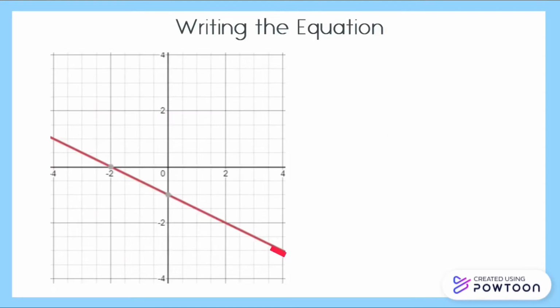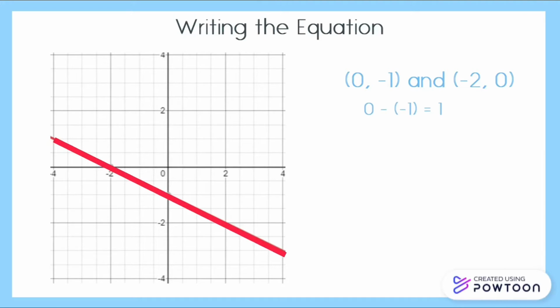Let's try another one. This time, we will find the equation from two coordinates on a line. As always with slope-intercept form, you need the slope and the y-intercept. Finding the slope is the same, but you just don't have a graph to visualize it. You find the difference between the y values, which is 0 minus negative 1. Simplified, it's positive 1. Then you find the difference between the x values, which is negative 2 minus 0, and that simplifies to negative 2. Divide positive 1 by negative 2, and you get a slope of negative 1/2.